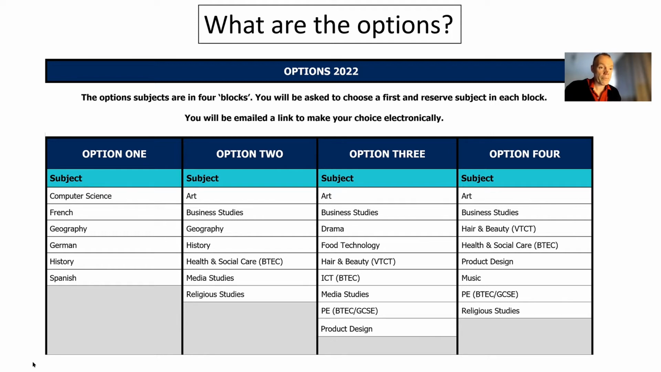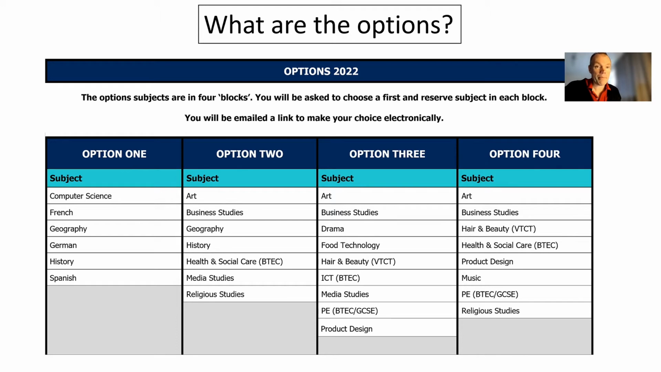And they're grouped together in what we call options blocks. So here we have, if you look on the screen, option 1, option 2, option 3, and option 4. And you will have to pick a first choice and a reserve choice from each of those blocks. We're going to go through a process to help you choose, and then at the end of that process you will have emailed home a link, and you click on that link and you'll choose electronically. So this form here is just to guide you.